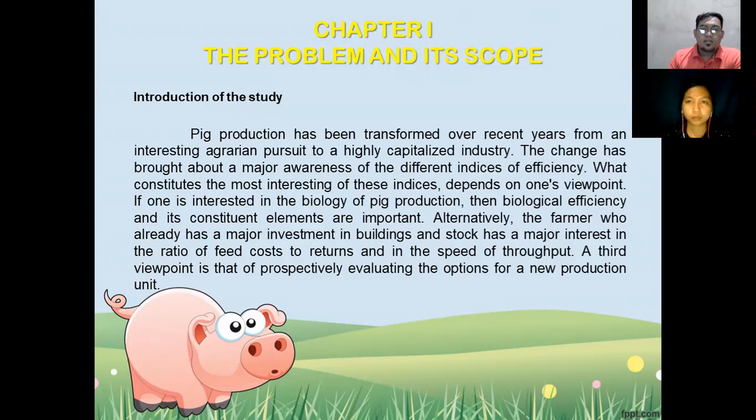If one is interested in the biology of pig production, then biological efficiency and its constituent elements are important. Alternatively, the farmer who already has a major investment in buildings and stock has a major interest in the ratio of feed costs to returns and in the speed of throughput. A third viewpoint is that of prospectively evaluating the options for a new production unit.